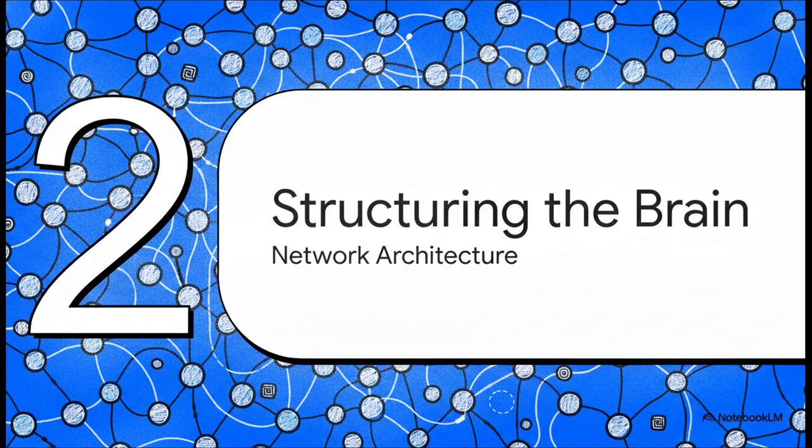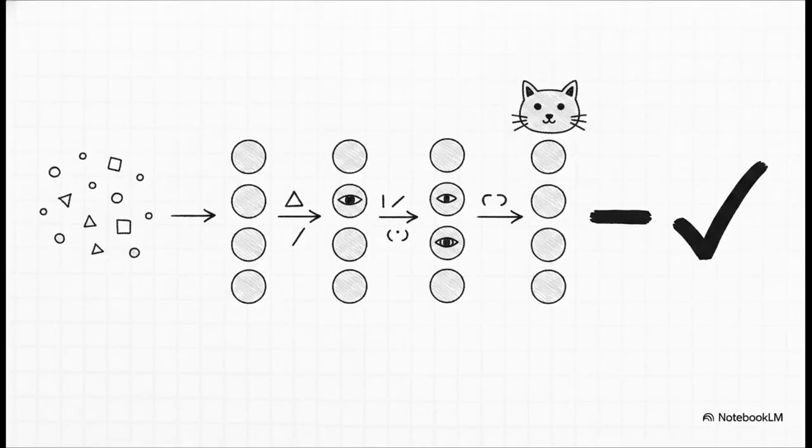Section 2, structuring the brain, neural network architecture. Let's see what happens when we connect millions of these individual neurons into a massive structured network. The crucial thing here is how the architecture is layered. First up, we have the input layer. This just takes in the raw data, literally the pixels of an image or the text of a word.